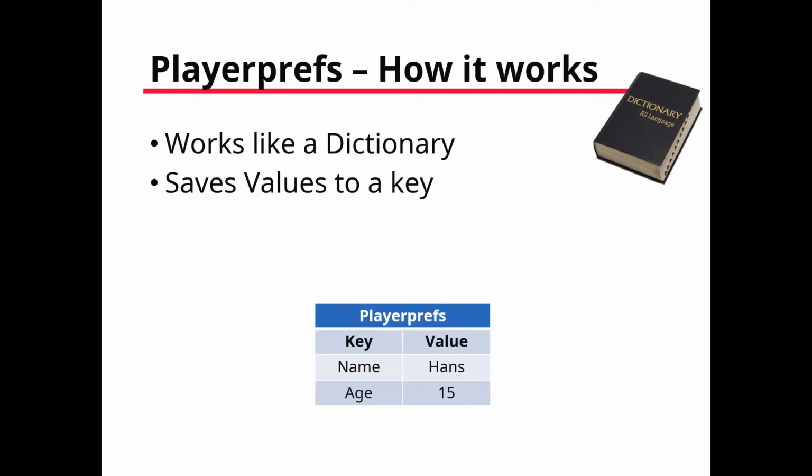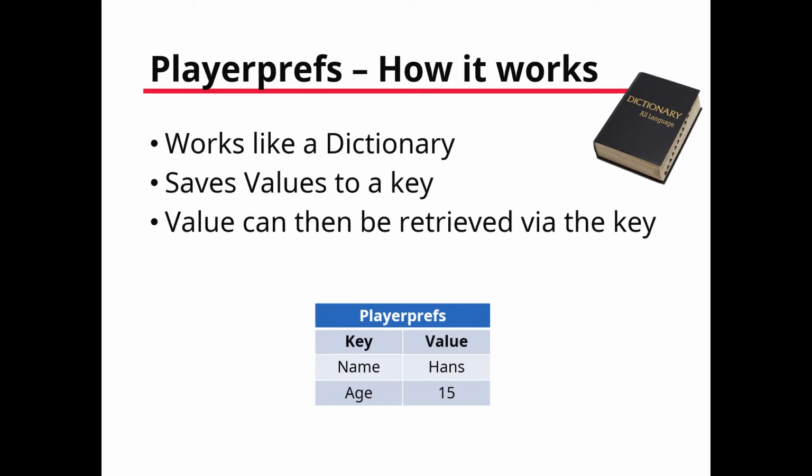So it saves values to a key. For example, if you want to save the player's name, you create a key named name, and then you add a value to this key, and this value would be Hans. Or for example, if you have age to save, then you name the key age, and you save the value 15 into this age. So quite simple, right? The value can then be retrieved via the key. We'll see that right away.